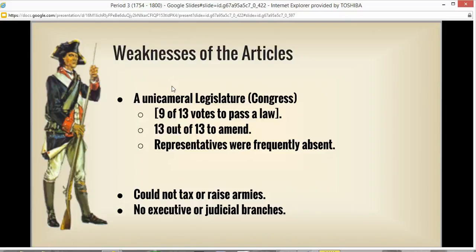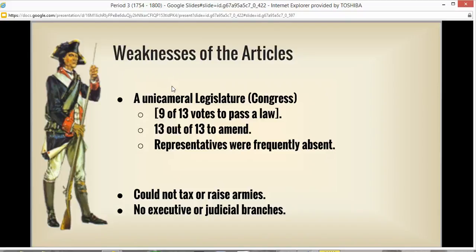One of the weaknesses is that it has a unicameral legislature. Think unicameral versus bicameral. Uni is one, so there's just one house of the legislature, just one house in Congress. What we have today is a bicameral legislature, which means there are two houses in Congress. We have the House of Representatives and the U.S. Senate. Both of those houses make up Congress. Under the Articles, there's just one house.